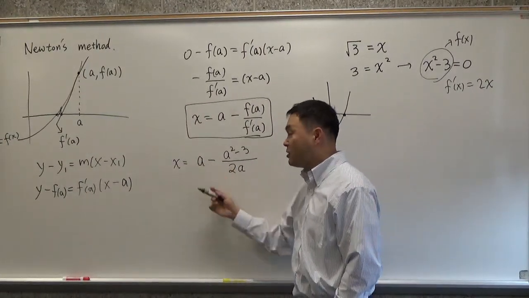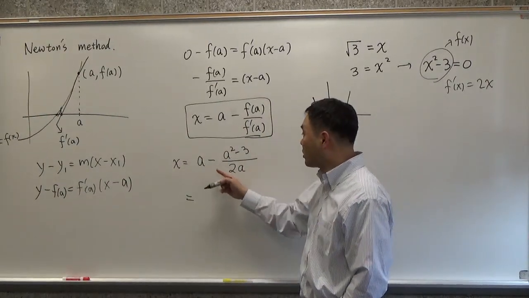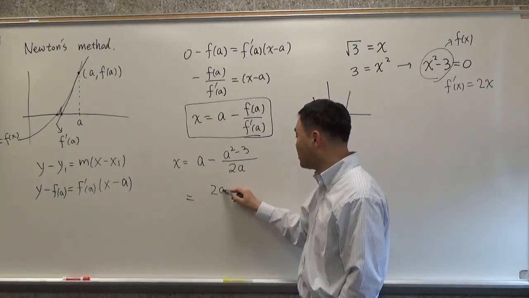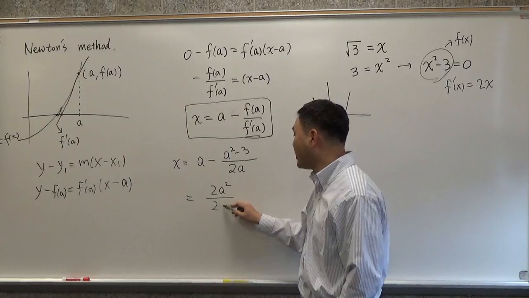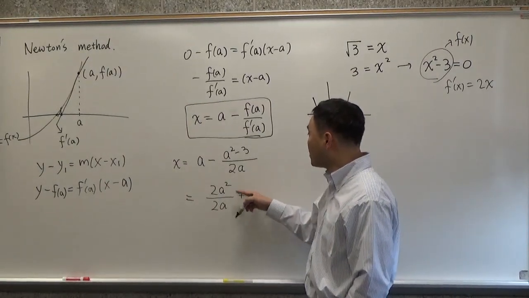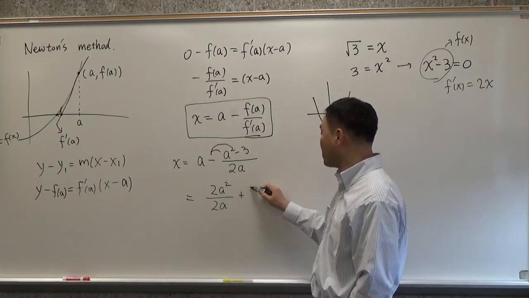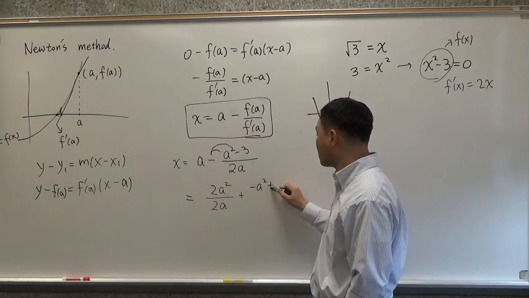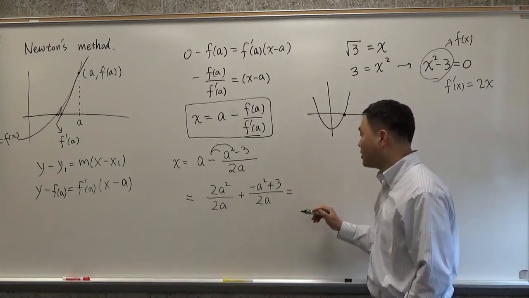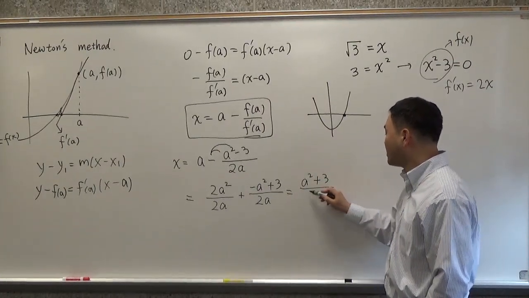I want to combine these two by making common denominators. So I want to multiply 2a top and bottom. 2a times a is 2a squared over 2a, plus, and I'll distribute the minus to each one of them, so you have negative a squared plus 3 over 2a. And that gives you a squared plus 3 divided by 2a.